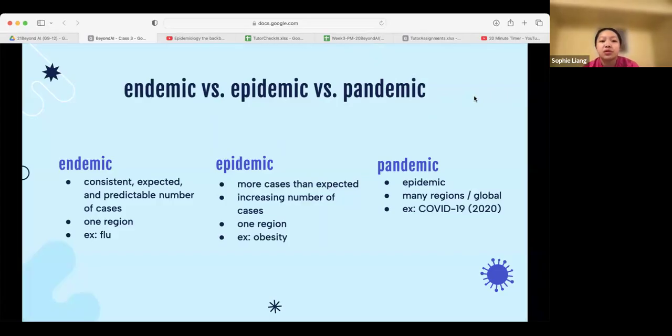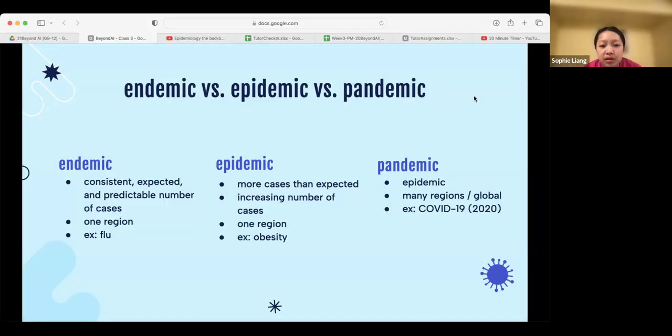So these are some words you might have heard of. Endemic versus epidemic versus pandemic. They sound kind of similar, but they have different meanings. So endemic is consistent, expected, and a predictable number of cases. And this is in one region. For example, this could be the flu. And maybe it happens every single year. So that's why it's consistent and expected, and then you can predict the number since it pretty much happens every year.